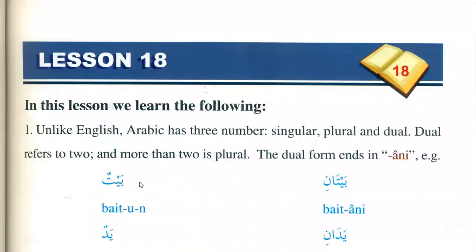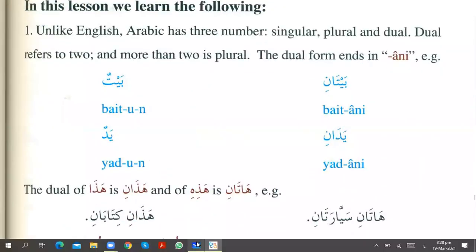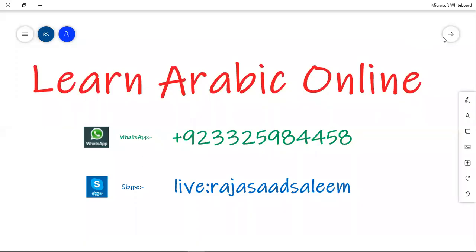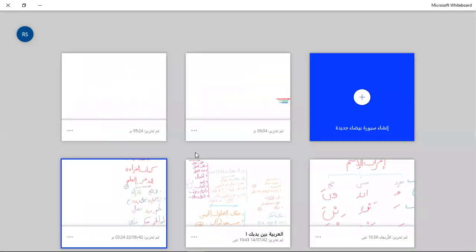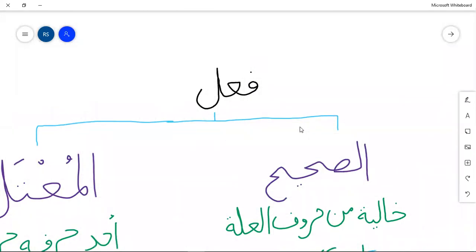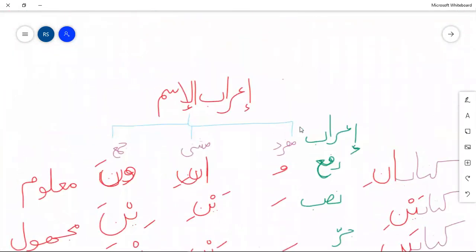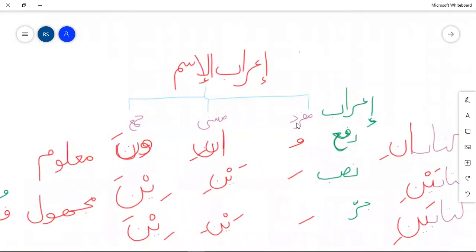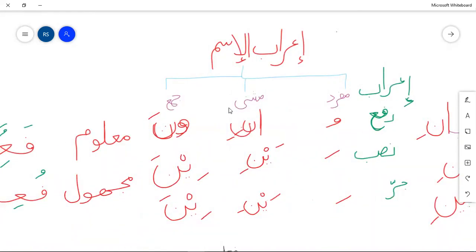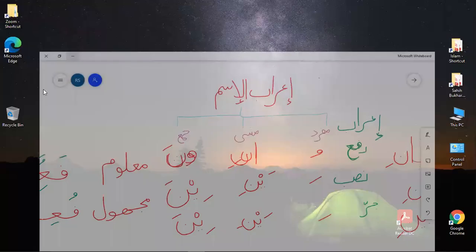Lesson number 18. So here we will learn about dual. In Arabic, words are divided into three categories. First category is called ism, second one is called fail, and third one is called harf. Then ism has different types of classification. In one category, it is divided into three: Mufrad, Musanna, and Jamma. So today we'll learn about Musanna Marfu form only. So let's see what we have here.